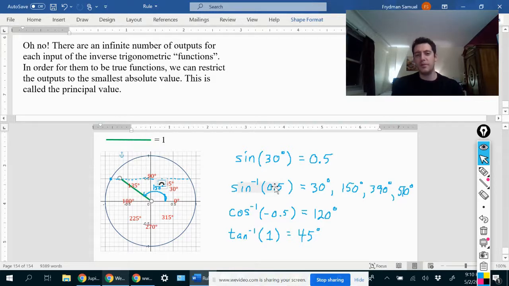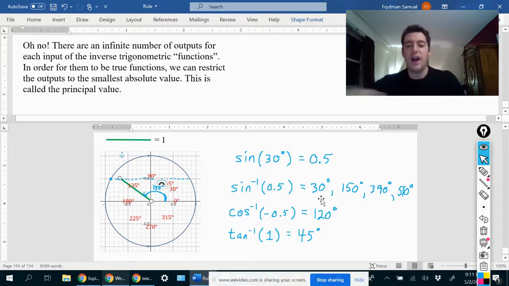So that's a problem. And that means that the inverse trigonometric functions, we could do the same thing with inverse cosine and inverse tangent. They're not actually true functions because there's an infinite number of outputs for each input, because we can just keep going around the circle as many times as we want.